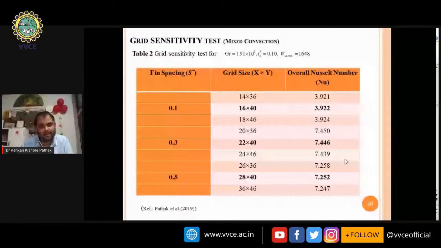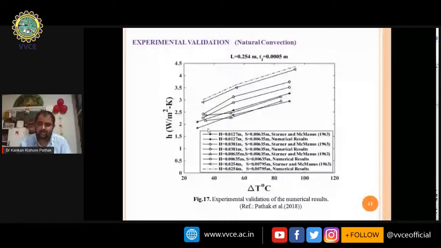I have already discussed that the operating range and parameters are more or less similar to the range we have considered. So we have noticed that the variation is very small between the experimental and the numerical findings. You can see for this particular fin spacing and a particular height, the circle is from the experimental results, and the diamond shape is what we are getting through the numerical. This is for one set, and other sets are also there.